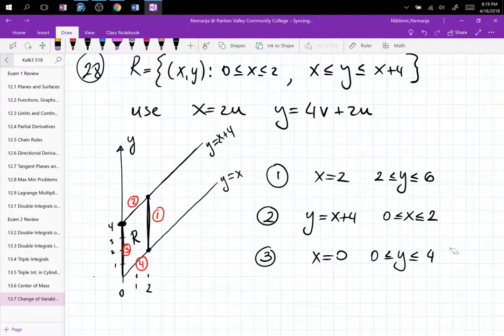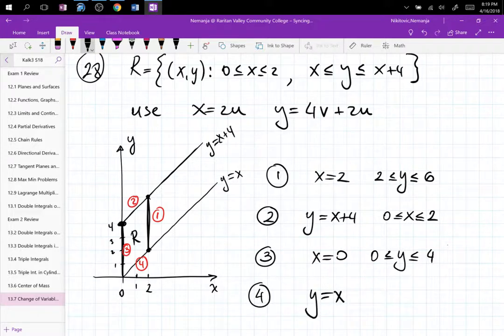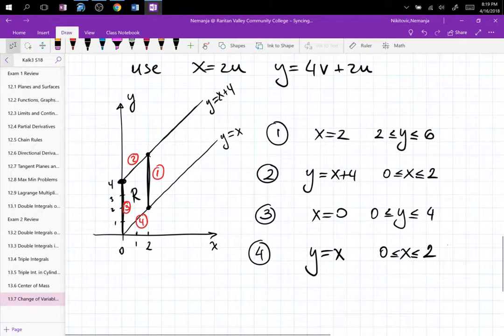Finally, the 4th segment over here is y equal x, where x is stuck again between 0 and 2. Time to transform.